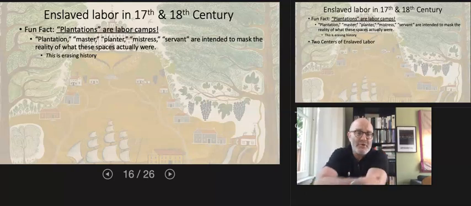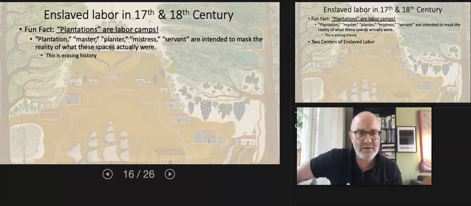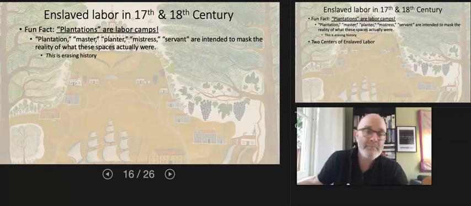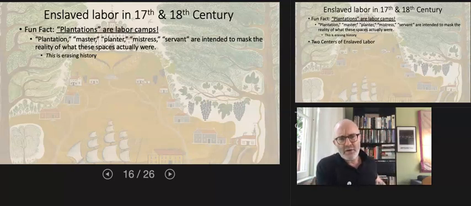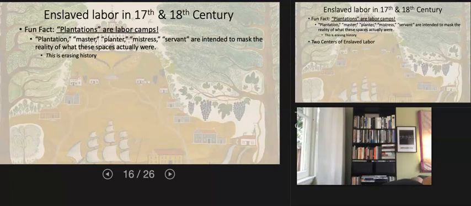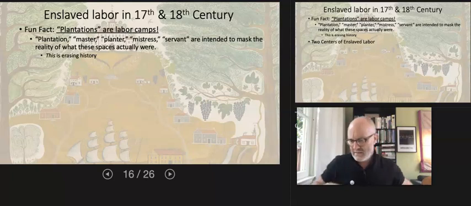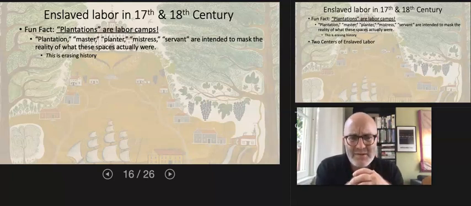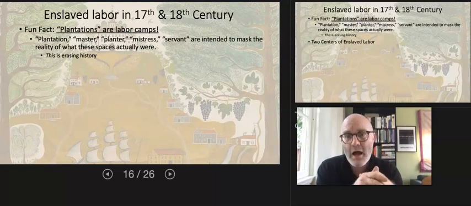This is erasing history, right? There's a lot of debate in 2020 about erasing history. This is erasing history, right? Using language that makes it seem, when you think plantation, you can kind of picture the big veranda and people sitting around drinking tea or something. No, I mean, these are labor camps. These are places where people are forced to work and die. So that kind of language is very important.